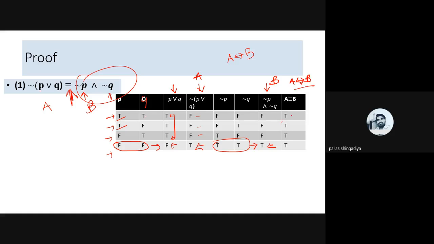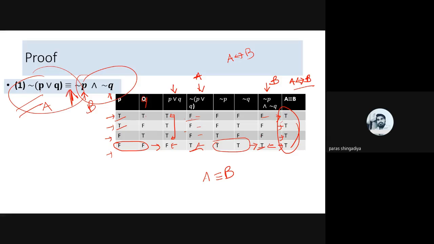So A biconditional B: F to F, the first row in A and B, is a T. That is F to F, it is a T; that is F to F, it is a T; and in the last row both are T, so it will become a T. Check this output: all are T. So A biconditional B gives true output in all these cases. So it is a tautology, and therefore we can say A is logically equivalent to B, meaning negation of P or Q is logically equivalent to negation P and negation Q. So it is the proof of the first statement of De Morgan's law.